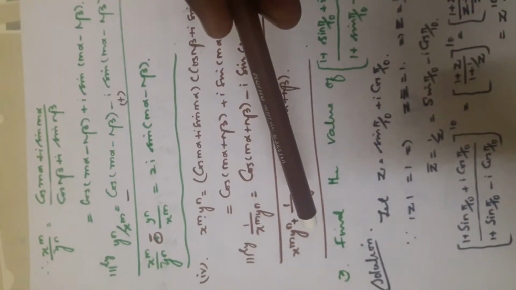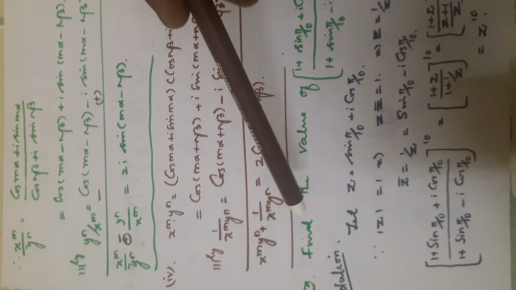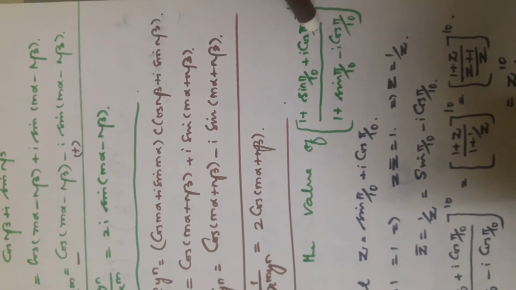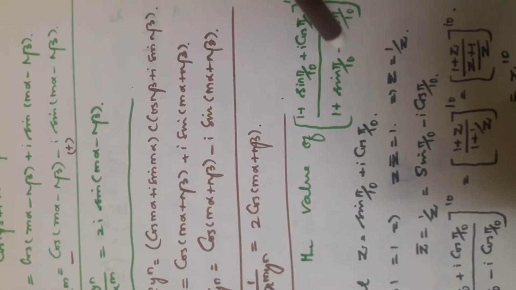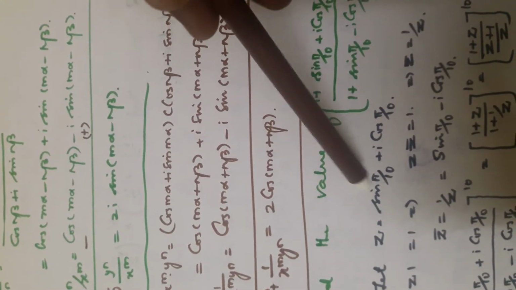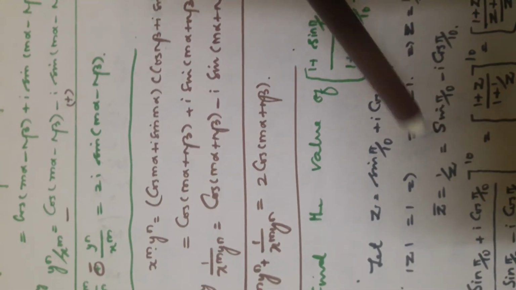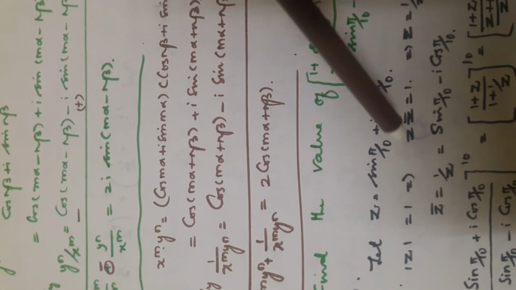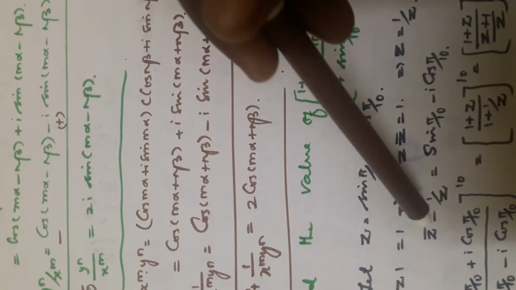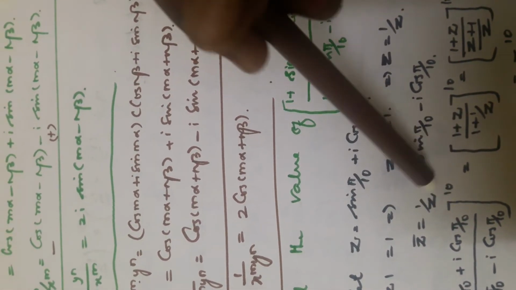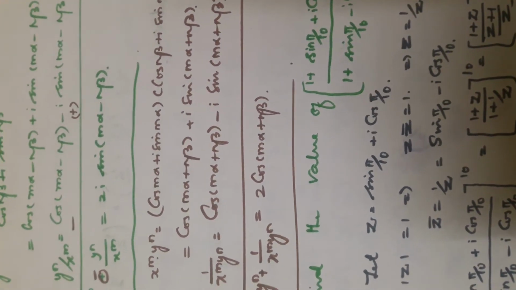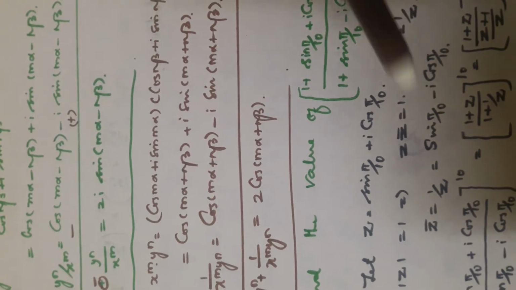So now the third one is also a simple question. Find the value of (1 plus sin π/10 plus i cos π/10) divided by (1 plus sin π/10 minus i cos π/10) to the power 10. So let z equal to sin π/10 plus i cos π/10. So mod z equal to 1, that implies z bar equal to 1/z. Z bar becomes 1/z. Okay, these are the proof we completed in 2.3, 2.4. Now your z bar is nothing but 1/z.